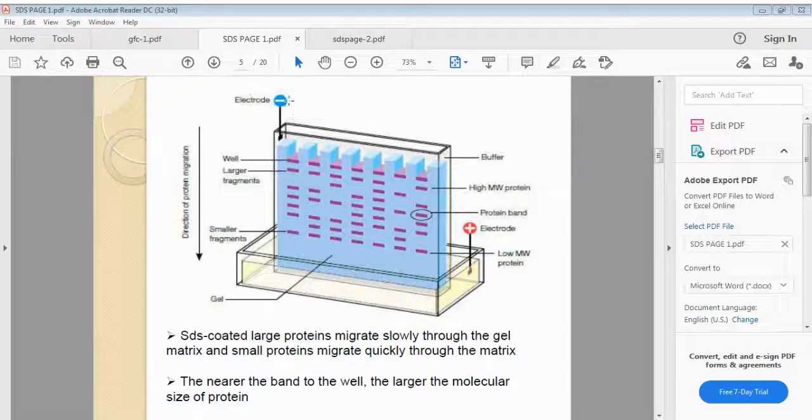And here you can see this is the electrode. This is the negative electrode and it is on top, and the positive electrode, the anode, will be down. So you can see the protein samples are allowed to react with some gel loading buffer. They are allowed to react with the gel loading buffer.